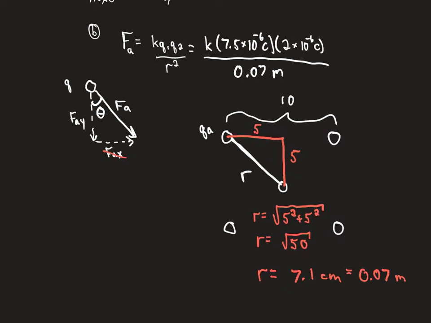It's adjacent. So what would I use? Cosine. So cosine of theta is adjacent, FAY, over FA. So FAY is equal to FA times cosine of theta. I gotta get theta though. How do I get theta? What the heck is theta?